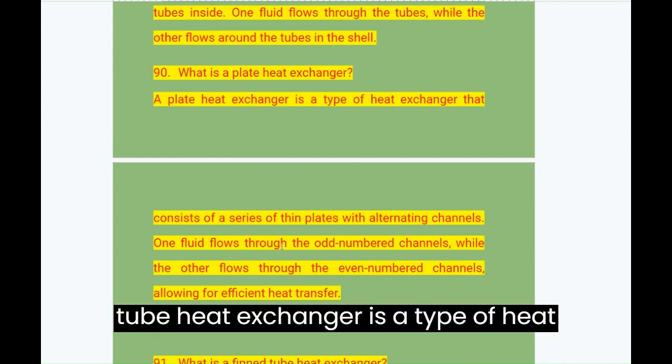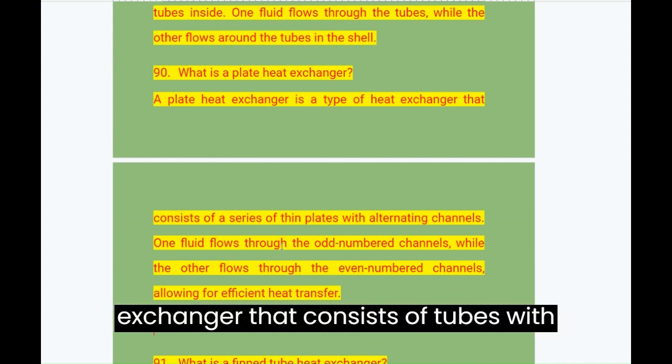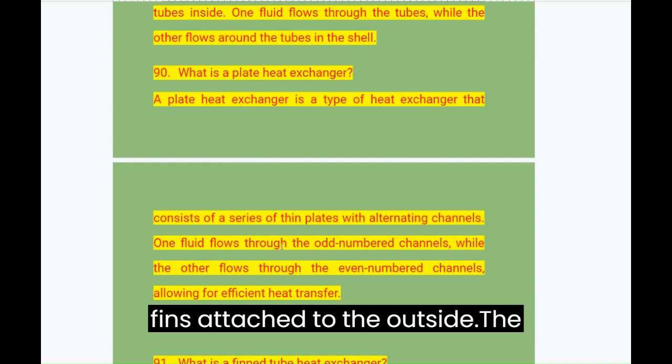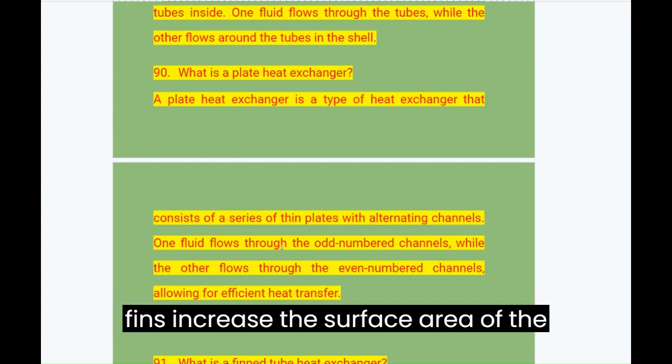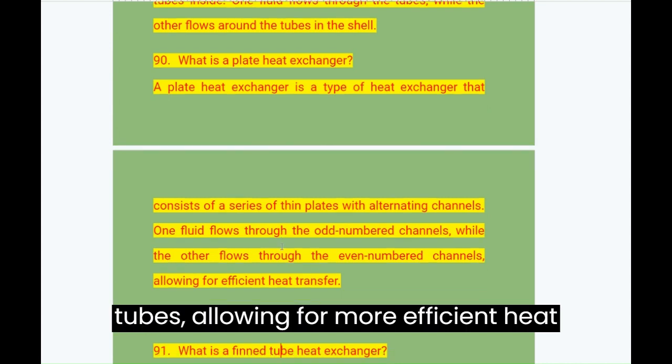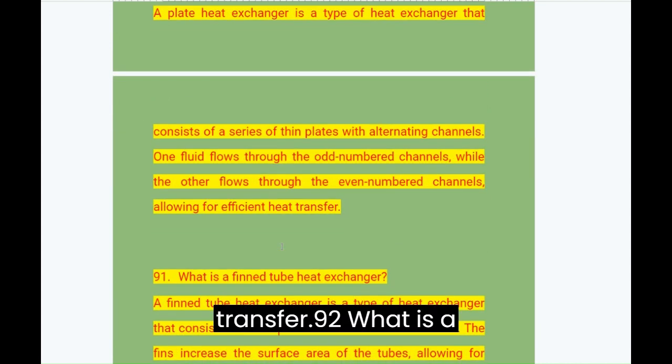What is a finned tube heat exchanger? A finned tube heat exchanger is a type of heat exchanger that consists of tubes with fins attached to the outside. The fins increase the surface area of the tubes, allowing for more efficient heat transfer.